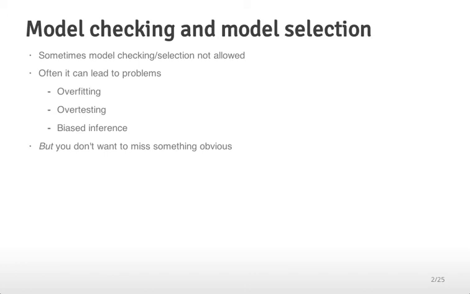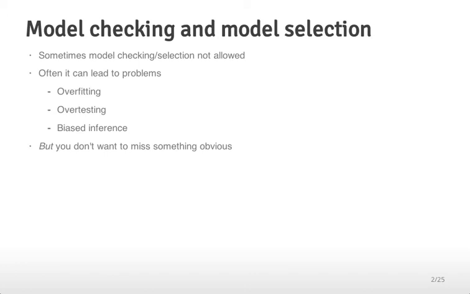It can also lead to some problems. So for example, if you do a lot of model checking and change your model a lot just to tune it to your specific data, you can get something called overfitting, where you fit the model to the data that you have very, very well, but then if you get a new data set, it doesn't fit very well at all. You can also get something like over-testing or a biased inference, where you've performed a lot of different analyses, and at the end of the day, by doing all of those different analyses in advance, you bias the inference that you're going to be doing at the end of the day.